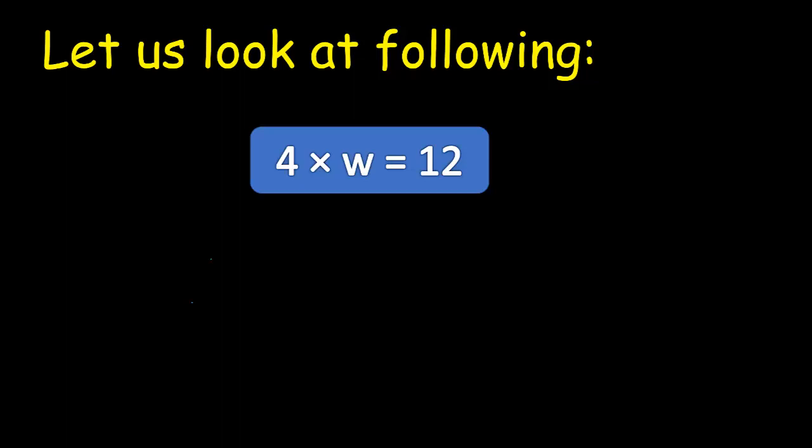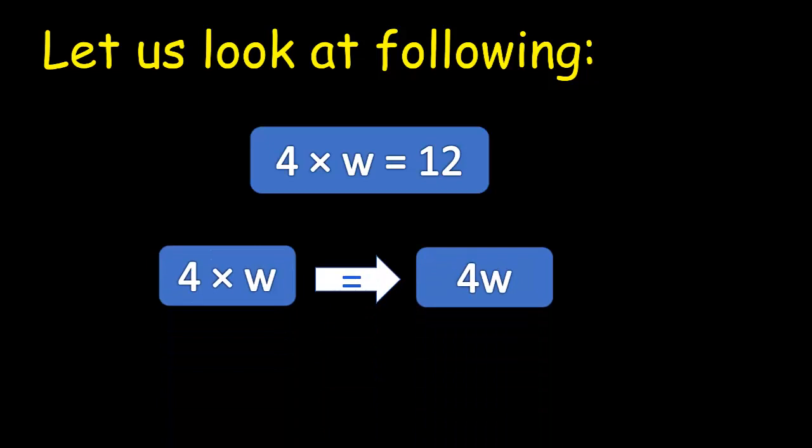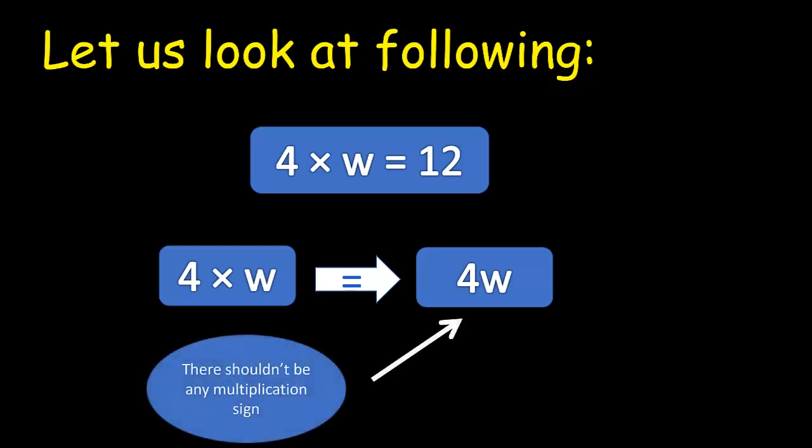But first I'm gonna tell you some important side note which I have not told you. 4 times w is equals to 4w. Can you notice something different? Yes. On the right side, there is no multiplication sign. There wouldn't be any multiplication sign, as multiplication is the default symbol in math. So simply we are not supposed to write this times multiplication sign whenever you are writing an equation.